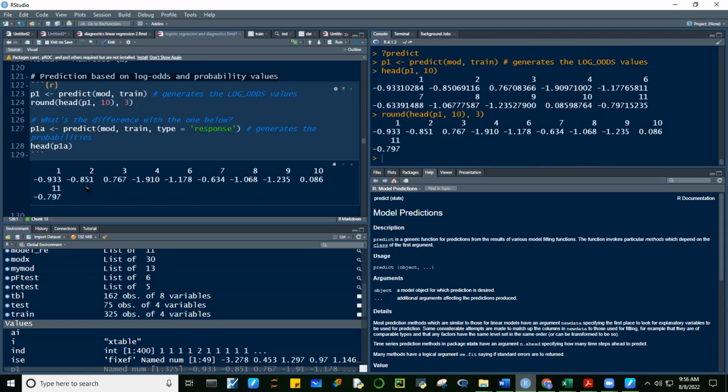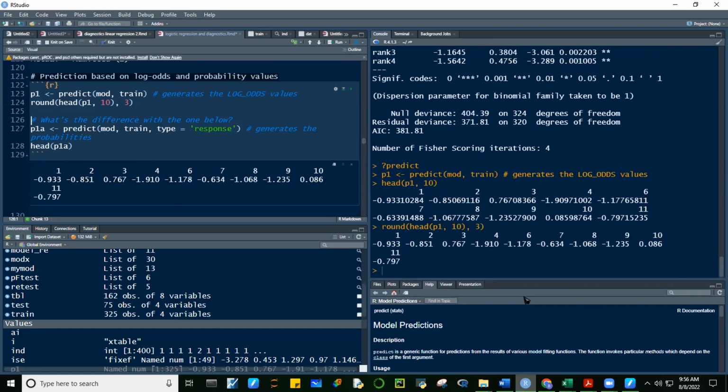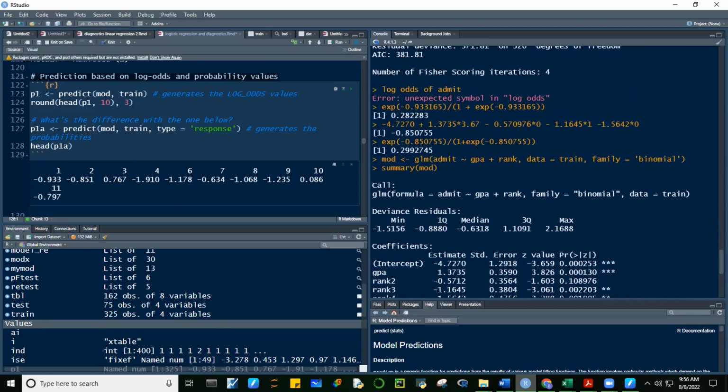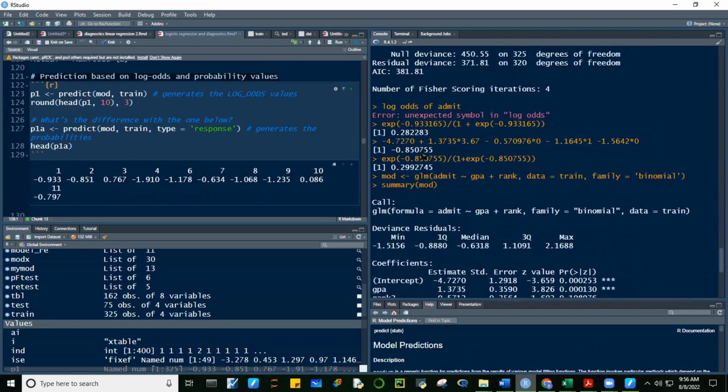Okay, take a look at this. Ito yung mga log odds, no? Diba? Naalala yung negative 9.33. Ito yung negative 8.51. You recall that, class? Ito yun. Asan yung si 8.51? Ito, no? Yung sa second observation to, 8.51. Then 0.767, then etc. Ito na yung first 10 observations. Okay? Ng predicted value, based on the model.